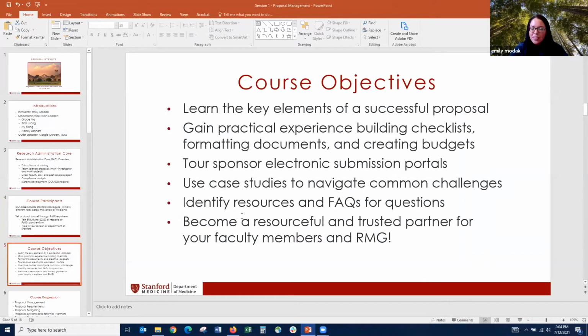Okay, so what are our objectives for this course overall? For all 6 sessions, we want to learn the key elements of a successful proposal. And this is really on the department side. How are we going to support the faculty member so that when we do hand off a proposal to Research Management Group, RMG, it's in the best possible shape and it's just pretty much ready to go out the door.